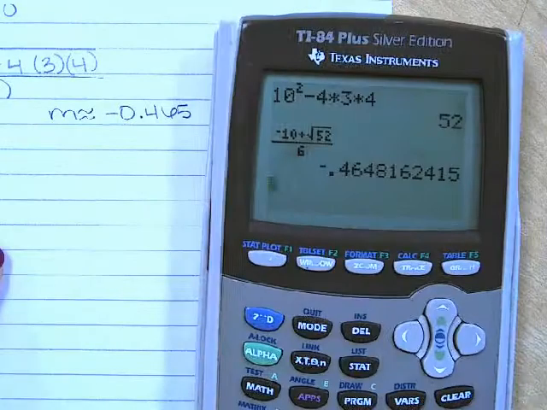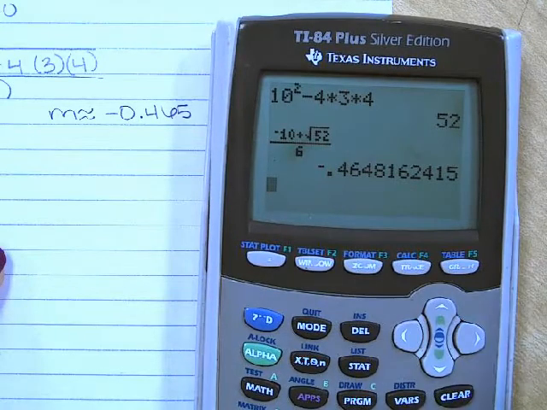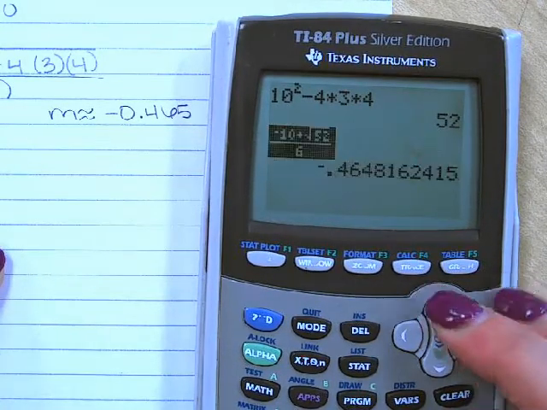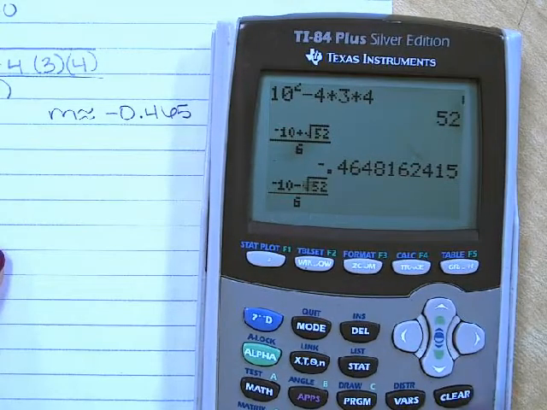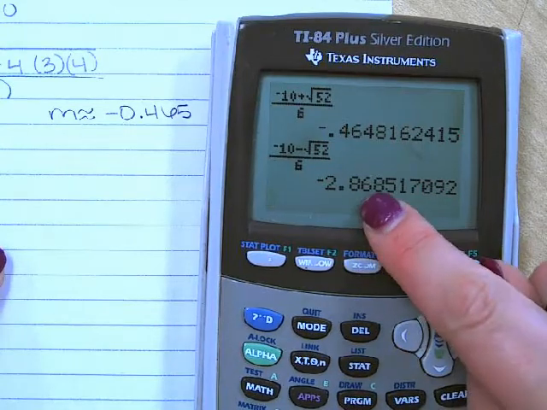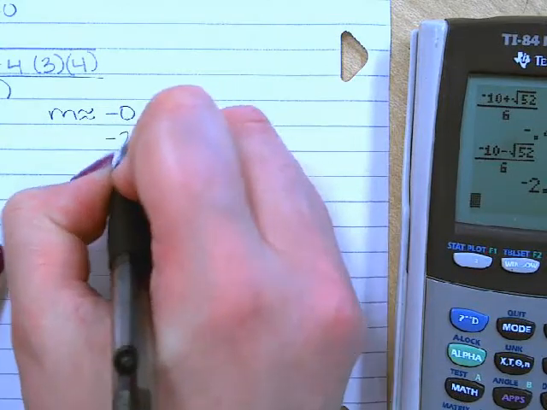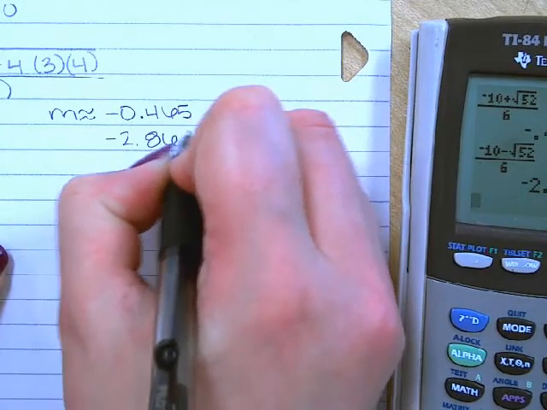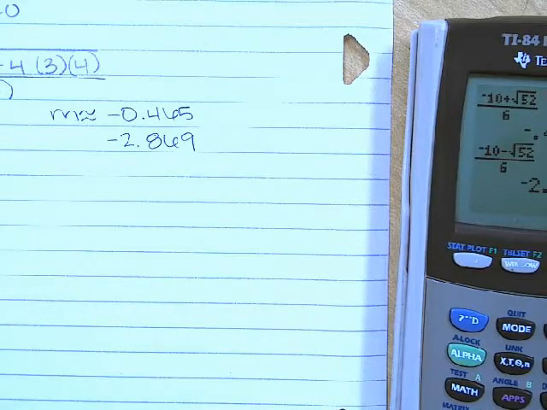So I'm writing 3 decimal places. The 4 is followed by an 8, so I rounded up. And then I'll go ahead and go up and grab this and change it to a minus. Negative 2.86. The 8 is followed by a 5, so 9. And there's my two irrational answers because they're decimals that have to be rounded to be written down.